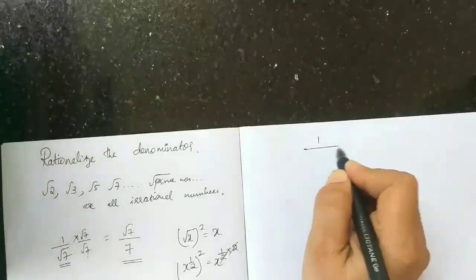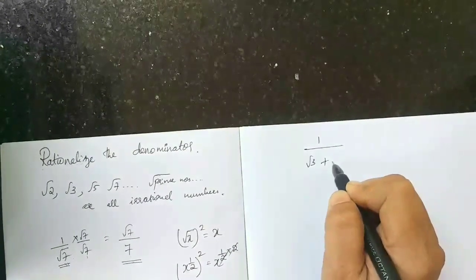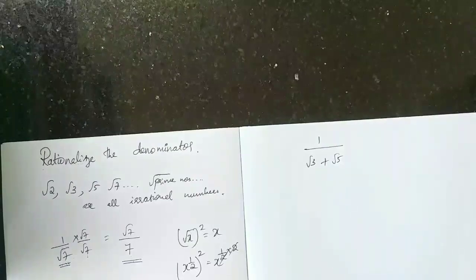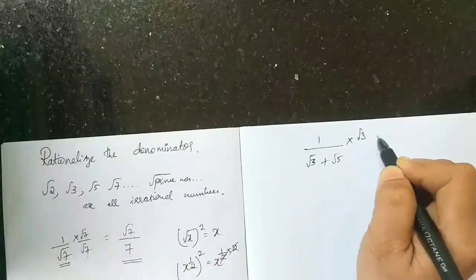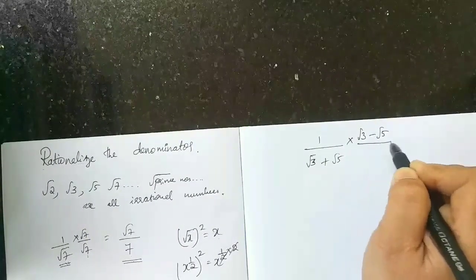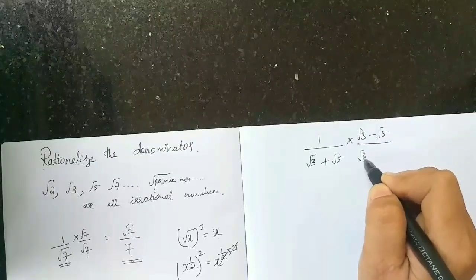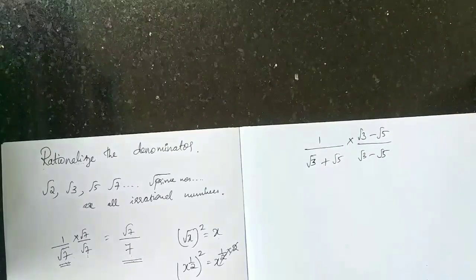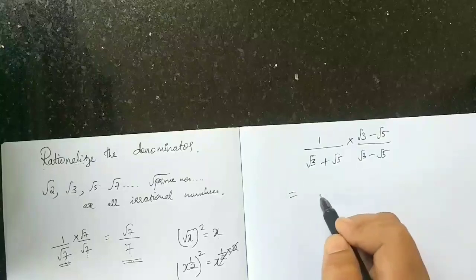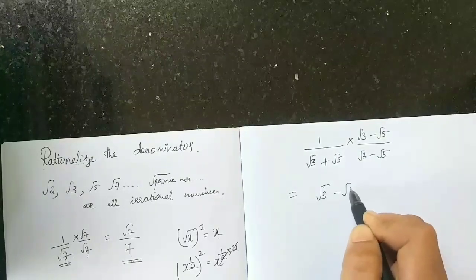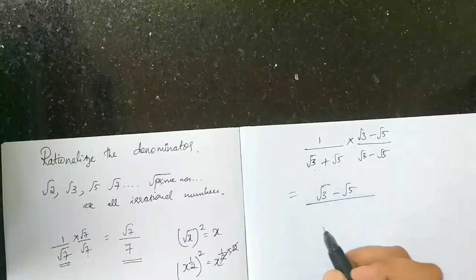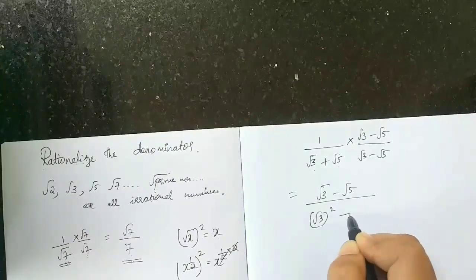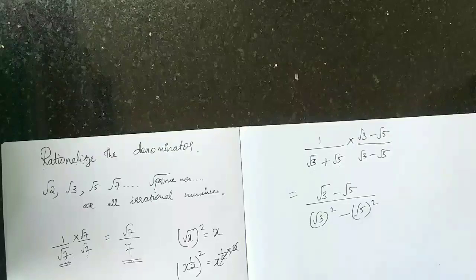1 by root 3 plus root 5. So again we are going to multiply this with the conjugate, root 3 minus root 5 by root 3 minus root 5. So what you get here is 1 into root 3 minus root 5, which is root 3 minus root 5 itself, and the denominator is of the form a plus b into a minus b, that is a square minus b square.